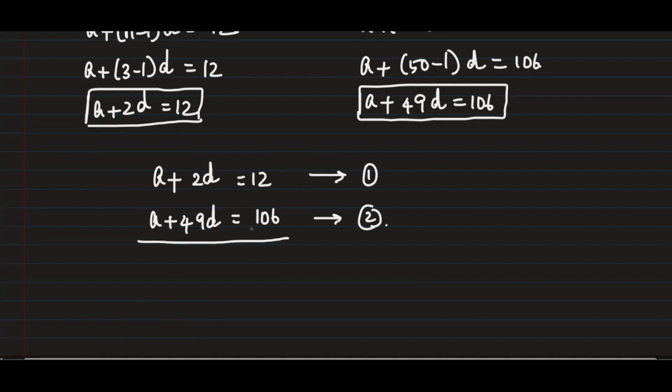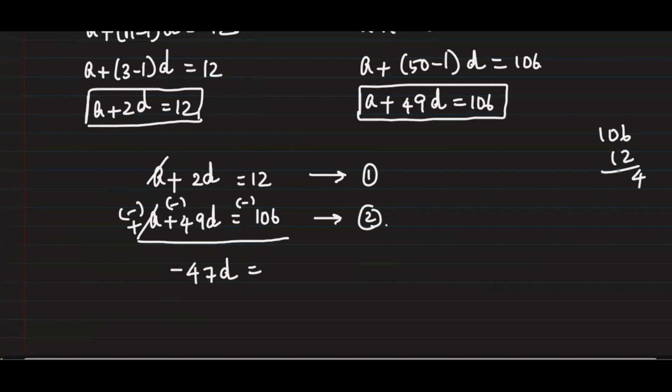So let's subtract equation 2 from equation 1. So positive will become negative. Now this positive will become negative. Positive again will become negative. So positive A and negative A will get cancelled. Then 2D, positive 2D minus 49D, will become negative 47D. Now 106 minus 12 gives 94. Negative 94 actually. So D value is equal to, cancel the negative signs on both sides, 94 divided by 47.